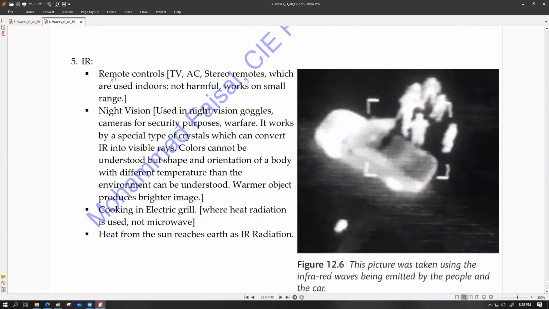The most common use of infrared is this, remote controls. Then we have night vision, then we can do cooking, then this. Sorry, can you explain night vision, please?